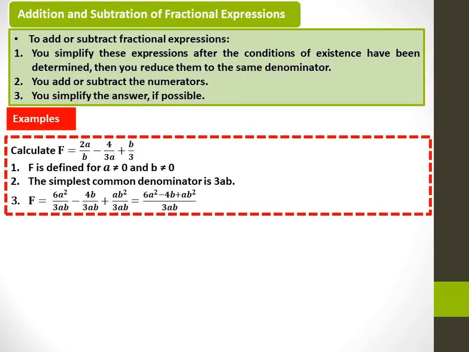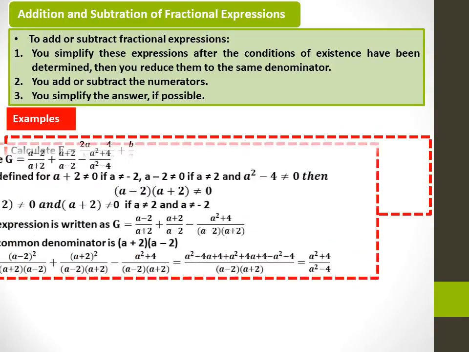Examples. Calculate F equals a over b minus 4 over 3a plus b over 3. F is defined for a different than 0 and b different than 0. The simplest common denominator is 3ab. F is written as 6a² over 3ab minus 4b over 3ab plus ab² over 3ab, which is equal to (6a² minus 4b plus ab²) over 3ab.